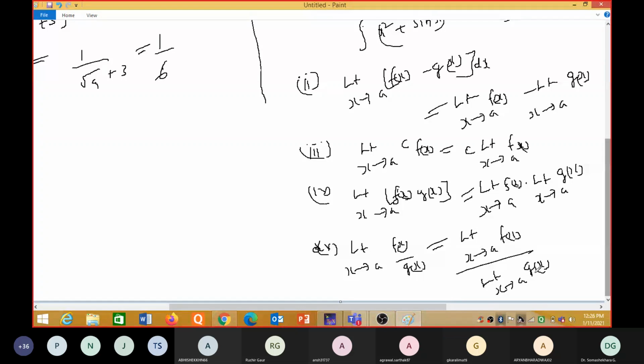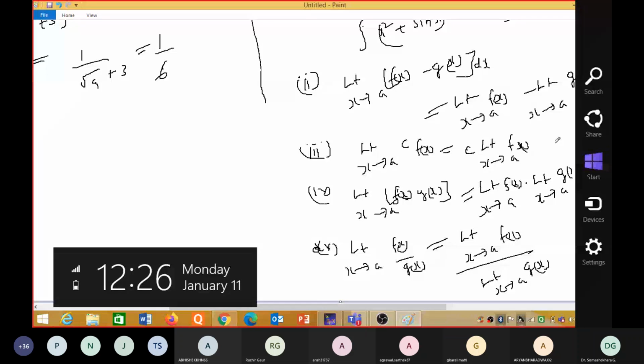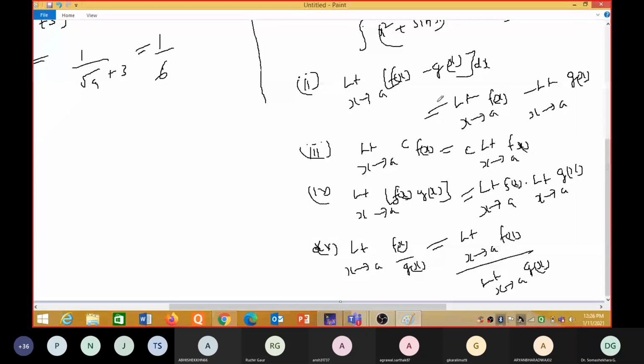These are the laws of limits. If plus is there, we can apply the limits on each term. If minus is there, we can apply the limits on each term. If some constant into a function is there, you take c outside and apply the limit to the given function. If a product is there, you apply limits to each individual function. If it is of the form f of x by g of x, you apply the limit on the numerator and denominator separately. These are all called the laws of limits.